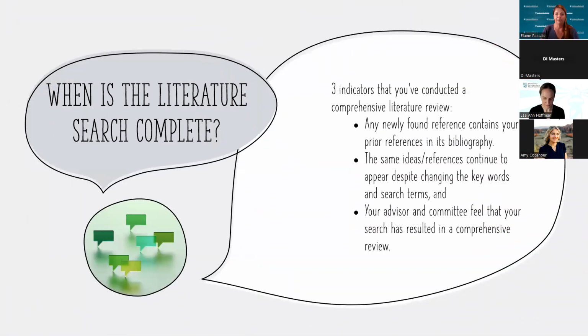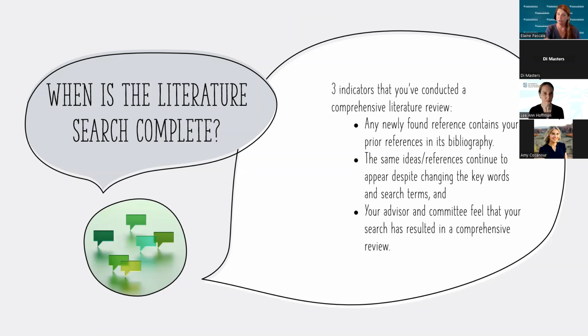So how do you know when things are complete? If you are putting in your ideas and everything that comes up, you're finding research that's just secondary sources for your primary sources, like everything's referring back to things you already have, then you've probably done a pretty good search. If you change your keywords around, you do use different ones, but you're still finding all the same information, nothing's changing. And obviously, if your advisor or committee says you're done, you're done. You're not going to argue with that.